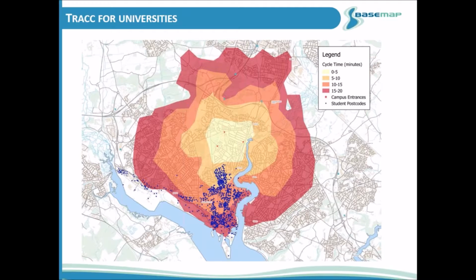And that can give you a basis then to say, right, let's put a new cycleway in, or let's put some secure bike lockers here. And this gives you a great evidence base to look at that.